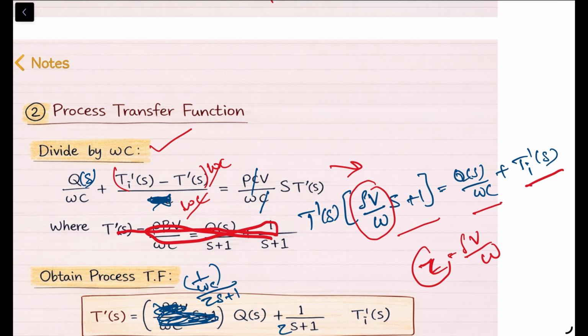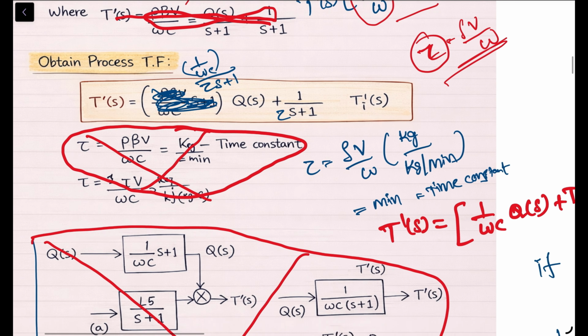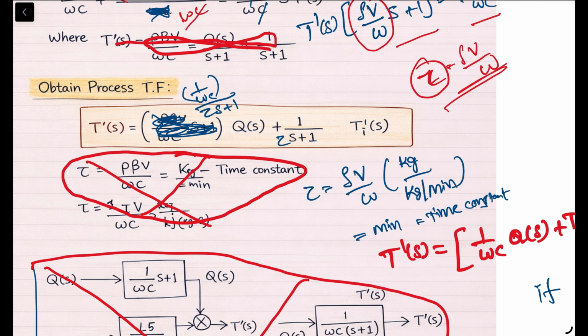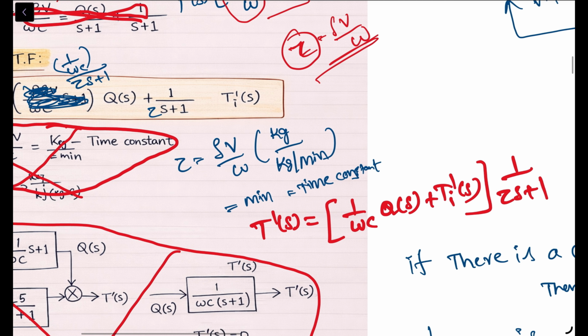So this parameter represents how quickly the reactor responds to change in the input. This is the importance of this parameter. So now let's write the final equation. What is the final equation now? T dash of S is equal to 1 by WC into Q of S plus T dash of S into 1 by tau S plus 1. So this is the final equation.